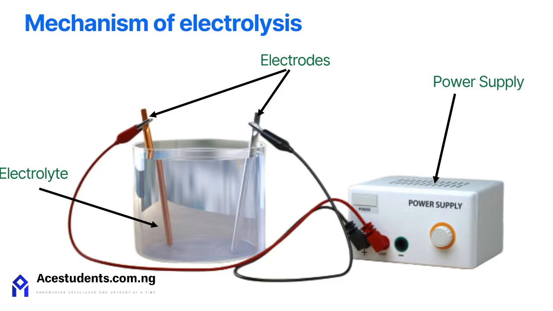Second, two electrodes, the cathode, which is the negative electrode, and the anode, which is the positive electrode. Finally, a power supply is connected to the electrodes, completing the circuit.